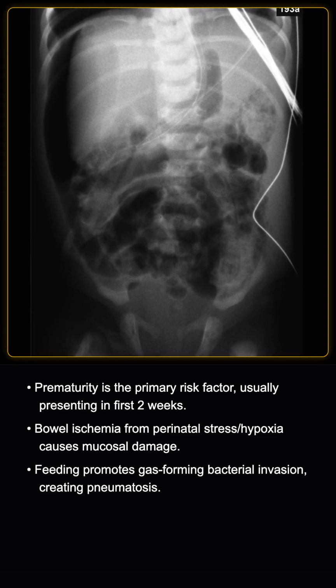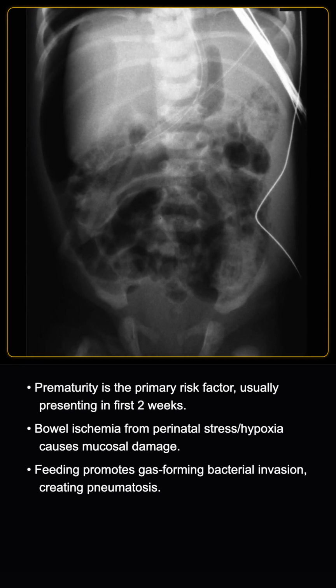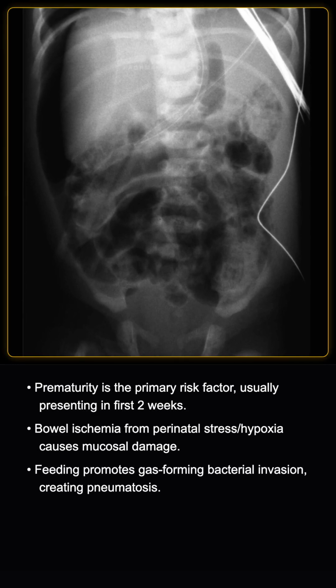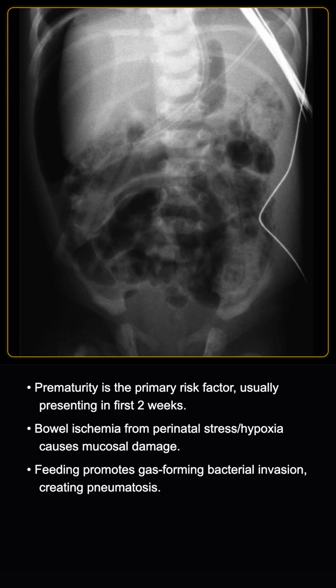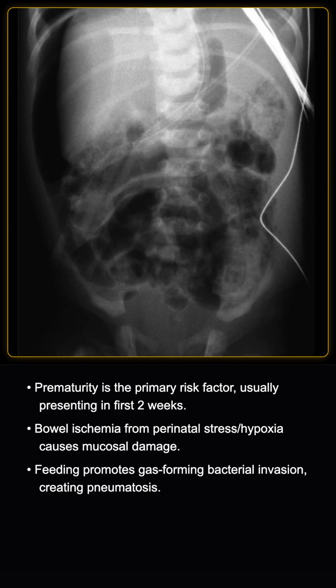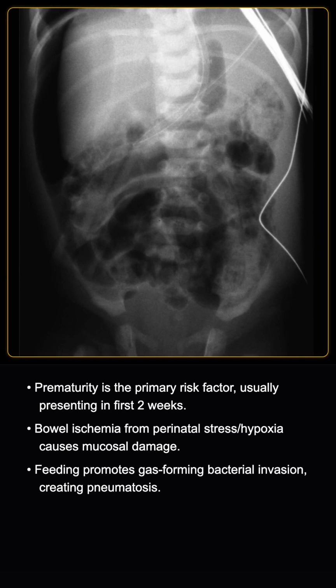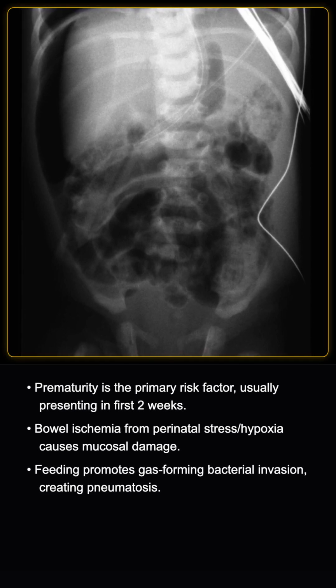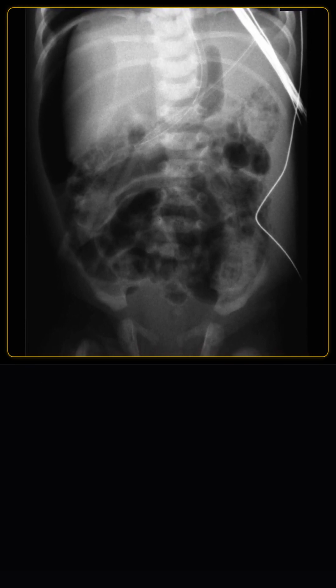Enteral feeding then provides a substrate for gas-producing bacteria to colonize the damaged mucosa, leading to mucosal necrosis. This allows bacterial gas to dissect into the submucosa and subserosa, appearing as pneumatosis intestinalis, which can progress to full-thickness necrosis, perforation, and portal venous gas tracking.